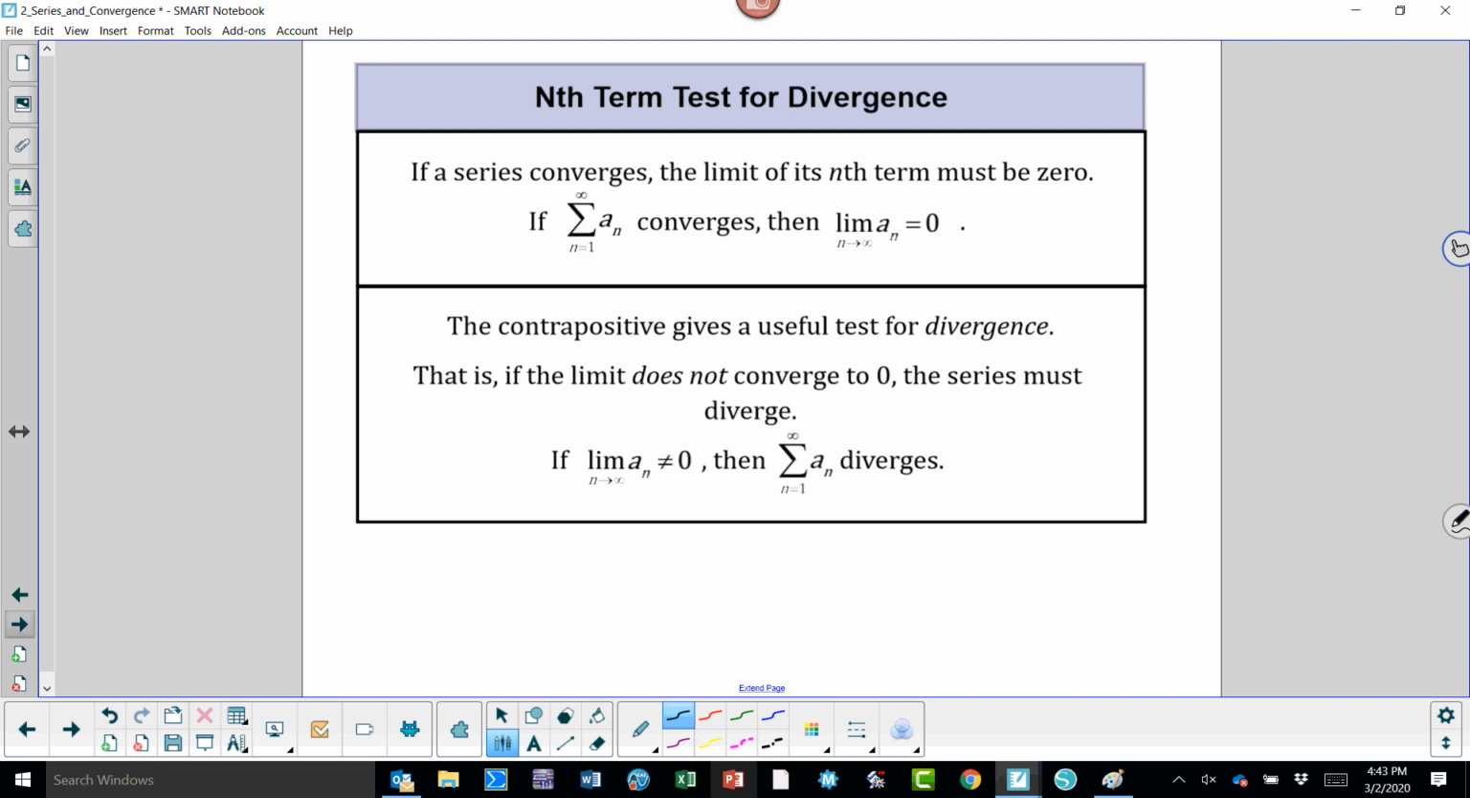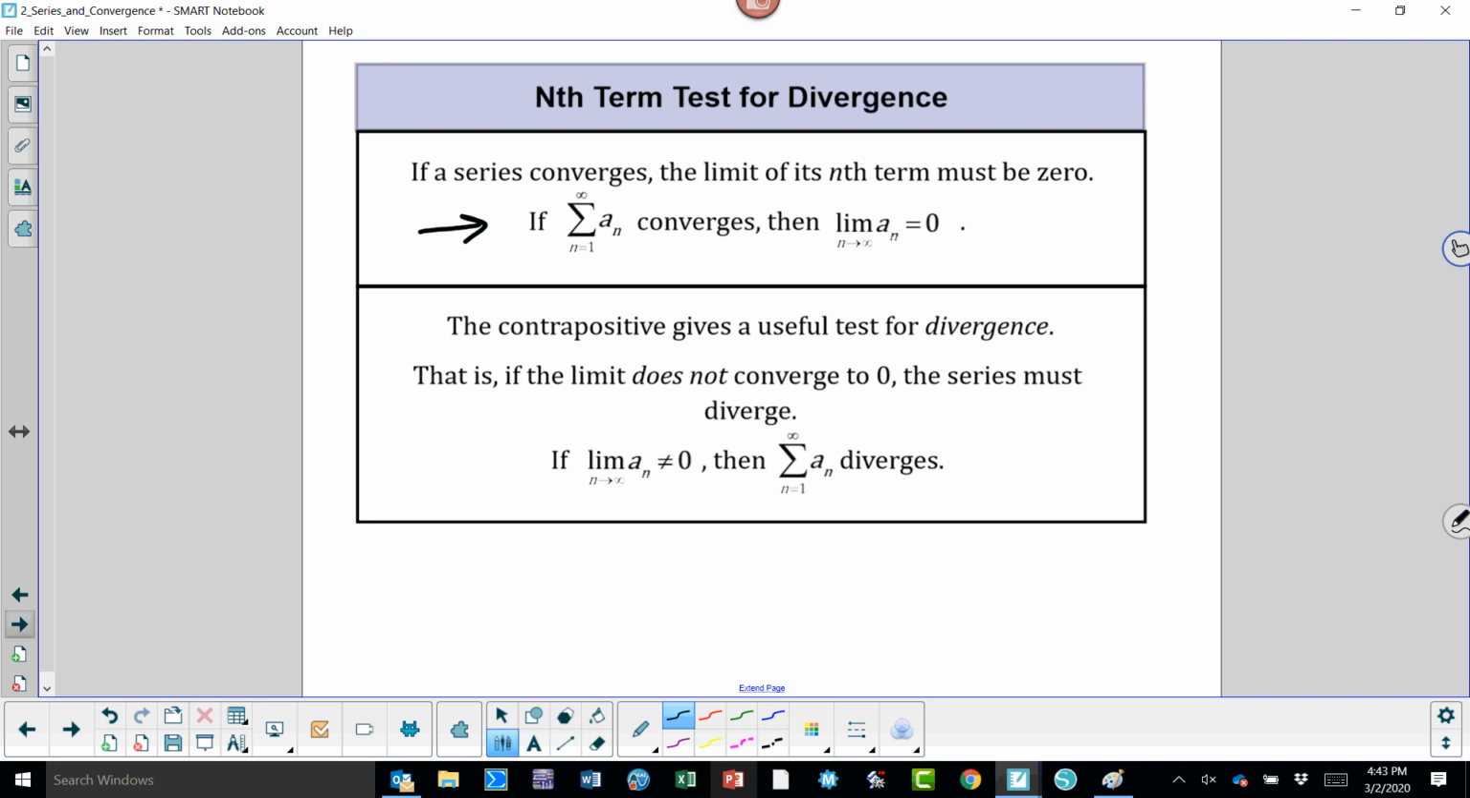If a series has any chance to converge, its nth term must have a limit of 0. That's what this says, okay? If a series converges, then it must be true that the limit of a sub n has to be going to 0, and that should make sense to you. If I'm going to add an infinite set of numbers up, then as I get to the end of that list, I'm starting to get smaller and smaller and smaller, and I'm approaching 0.